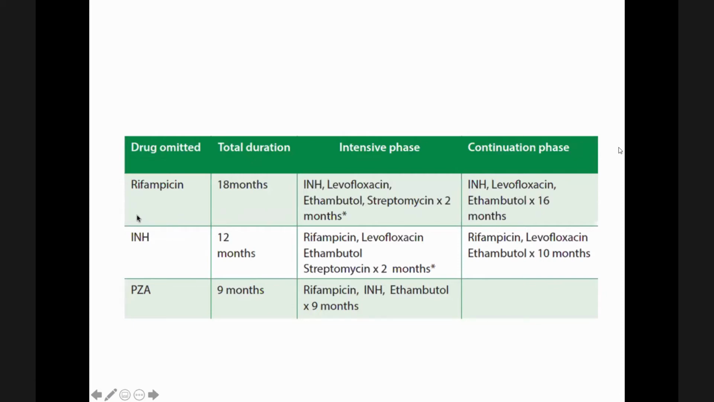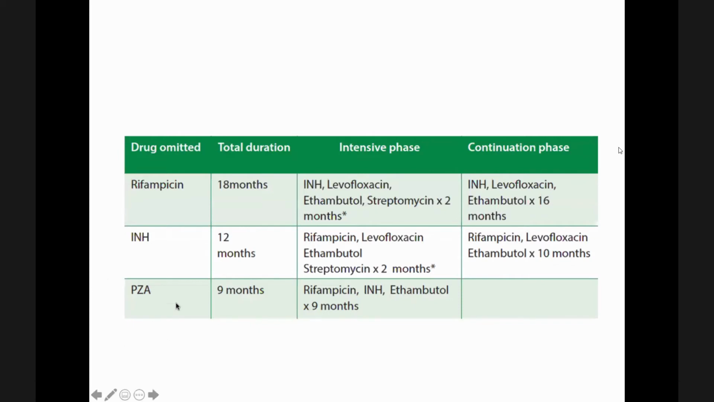Then if INH is the drug responsible for the increase in liver function tests, you have to omit INH. Then you give a regimen of 12 months: rifampicin, levofloxacin, ethambutol, and streptomycin for 2 months, and then a continuation phase of rifampicin, levofloxacin, and ethambutol for 10 months. Okay, so this is another thing.